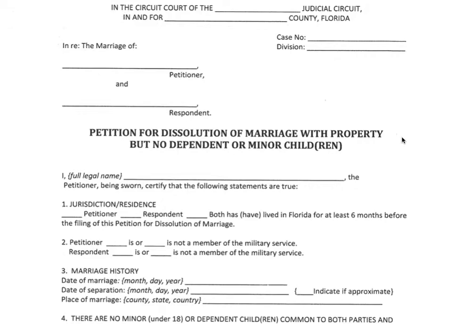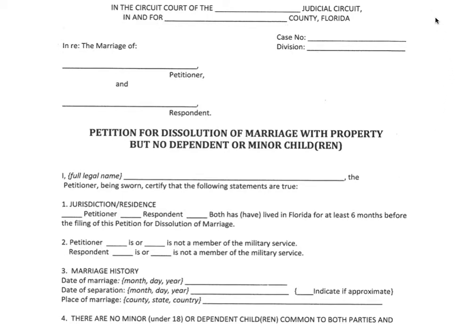If you have property and minor children, you're going to have to use packet 2. But if you have no property and no children, you may want to use packet 4 because it's a little bit shorter. But it's ultimately up to you which form you use. However, it's a little bit clearer for the court if you file the correct form. So I will recommend, if you have property and no children, use this form. If you don't have property and no children, use packet 4. And if you have property and children, you want to use packet 2. So just to let you know, I wanted to clarify that section.